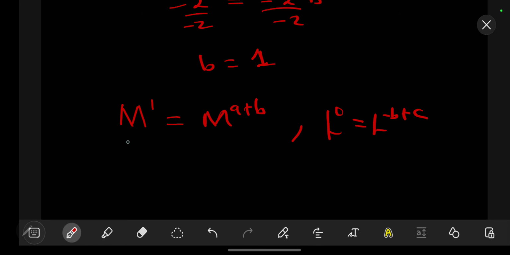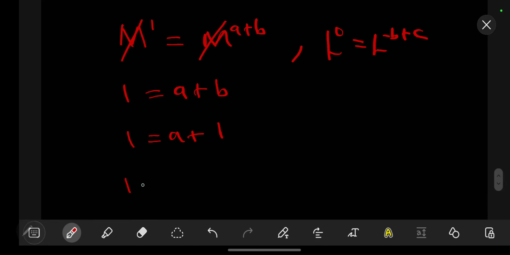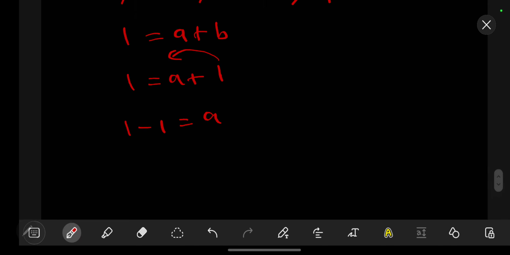So getting this, we can cancel m. So we are going to have 1 should be equal to a plus b. We get 1 should be equal to a plus b, which is 1. So our a will be equal to 1 minus 1, if the 1 goes the other side, which should be equal to a. So 1 minus 1 should be equal to 0. So 0 should be equal to a.